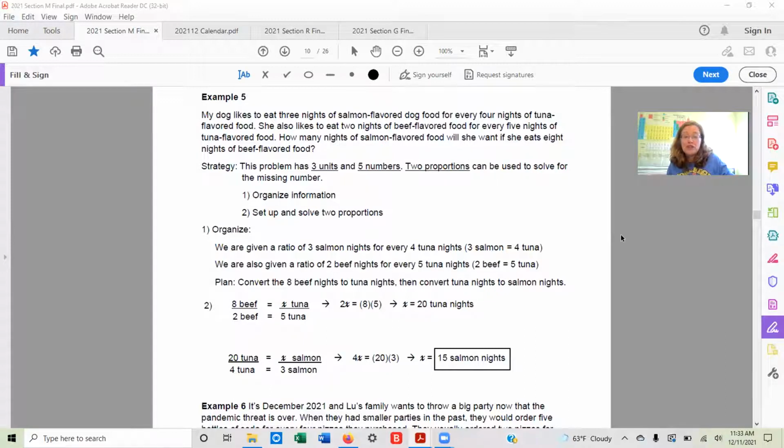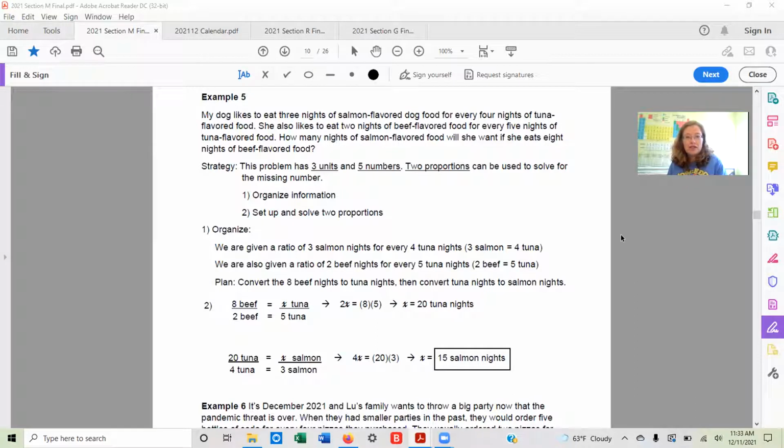We are given a ratio of 3 salmon nights for every 4 tuna nights. So I could simply write that as 3 salmon equals 4 tuna. That's the connection. Then we are also given a ratio of 2 beef nights for every 5 tuna nights. So again, let's simplify it and just say 2 beef equals 5 tuna. Our plan: they've asked us for 8 nights of beef. How many salmon would that be?